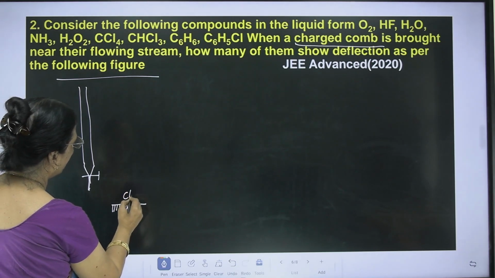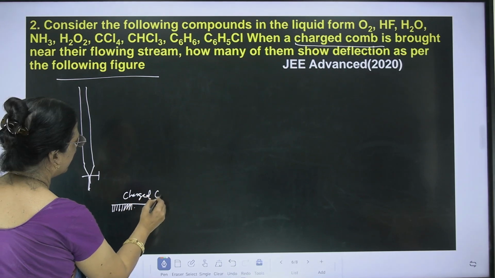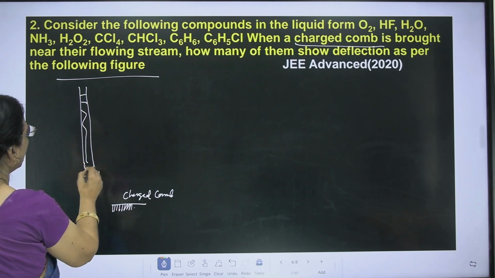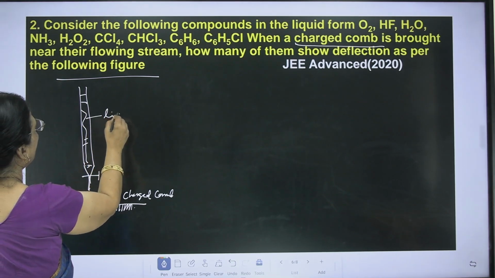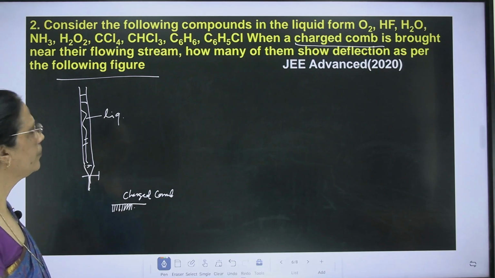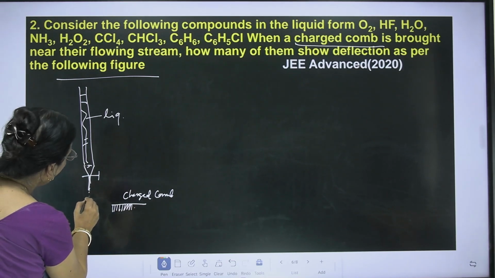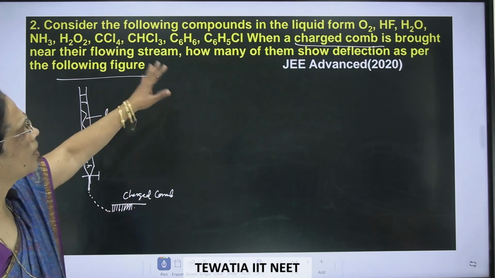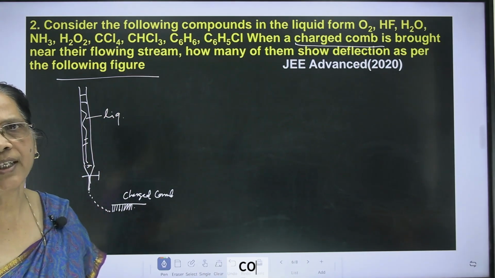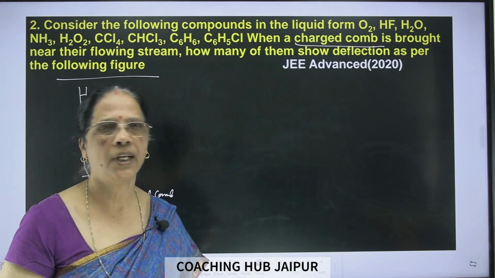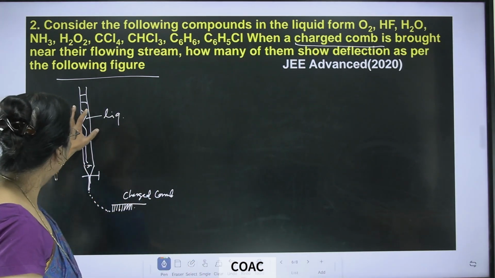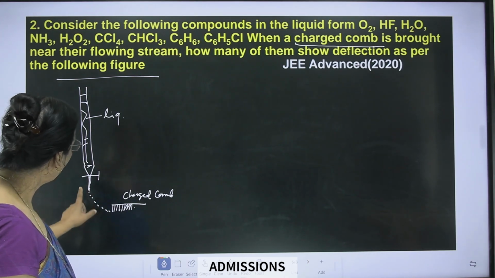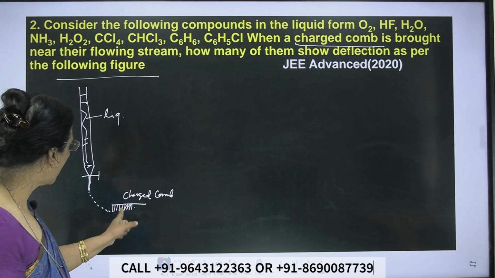This is your charged comb, and this is your liquid taken inside this. The following compounds in the liquid form. Okay, and there will be deflection of this liquid towards the comb. And which compounds will show deflection? The question is, which compounds will show the deflection towards the comb? This is in the liquid form. Clear? It will be allowed to flow, then it will go towards the charged comb.